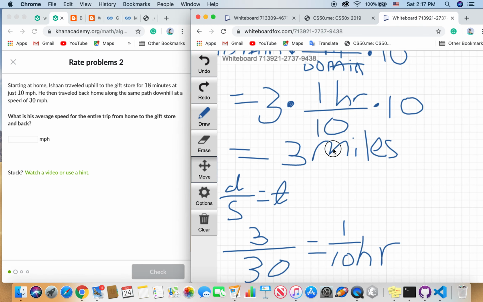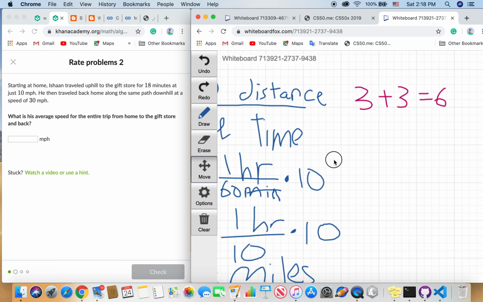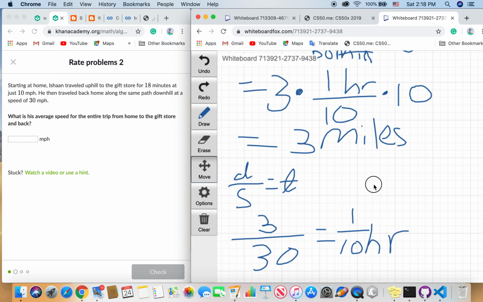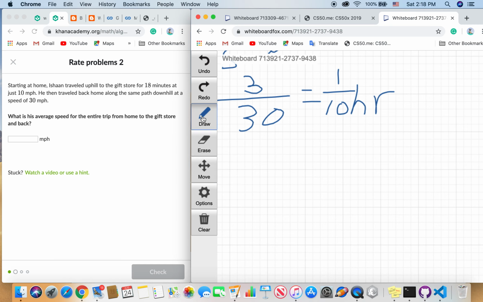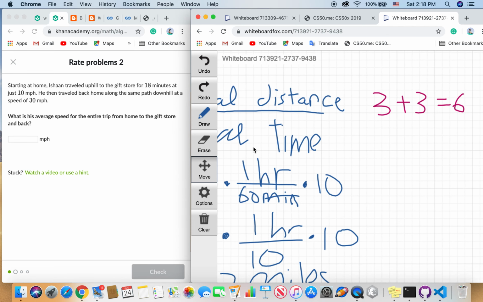Okay. And let's make it minutes. Yep, 1/10 of an hour, which just means 6 minutes. But we'll use hours anyway since it's asking us for hours.